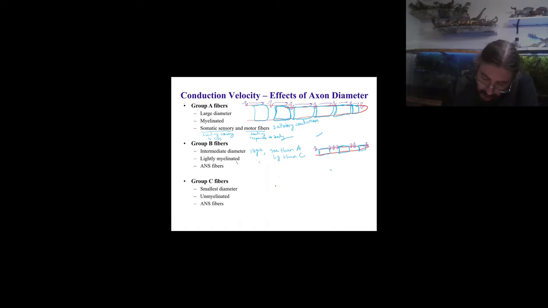So we have faster than unmyelinated, just less myelin and larger or longer nodes. That's lightly myelinated. So this is associated with our autonomic nervous system fibers.